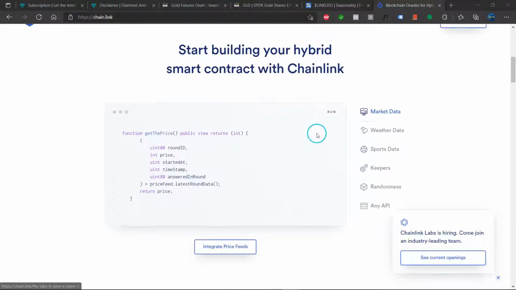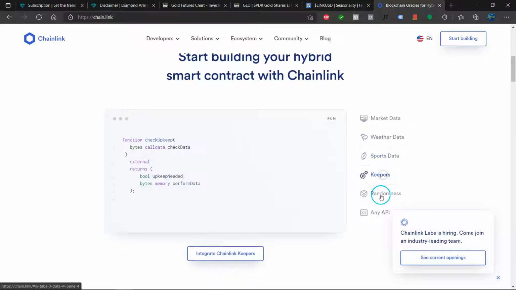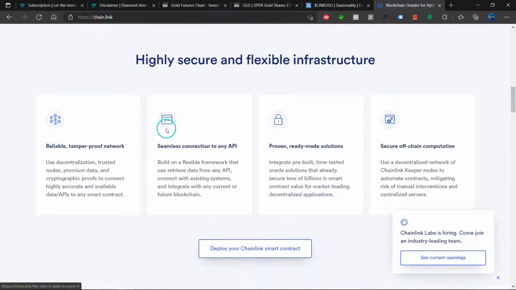So here are examples of market data, weather data, sports data, keepers, randomness. Highly secure and flexible infrastructure. Reliable, tamper-proof network, seamless connection to any API, proven ready-made solutions, and secure off-chain computation.